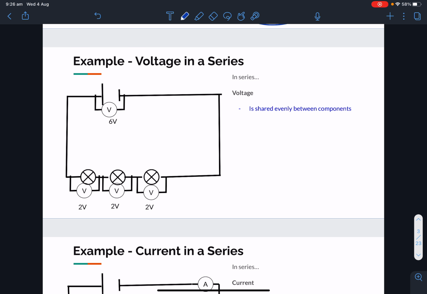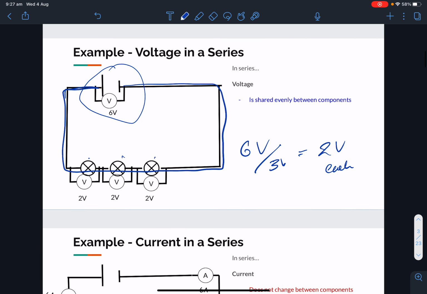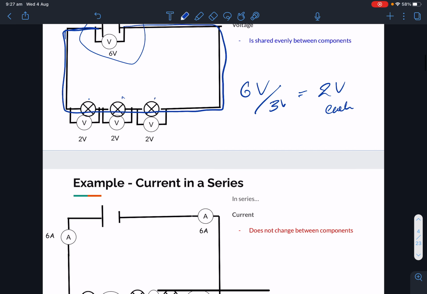So this first example, we have a series circuit because the main circuit here is just one distinct loop. Voltage is measured across our power source here, and it's given as 6 volts. So 6 volts is evenly shared between anything on this series circuit. We've got 3 light bulbs that are exactly the same, so they need to share the 6 volts evenly. So 6 divided by 3 equals 2 volts each. So 2 volts, 2 volts, 2 volts make up the 6 volts given out by the power pack there. So voltage in series is shared between the components.